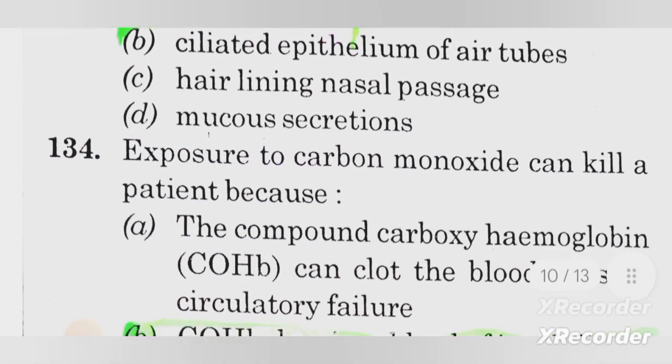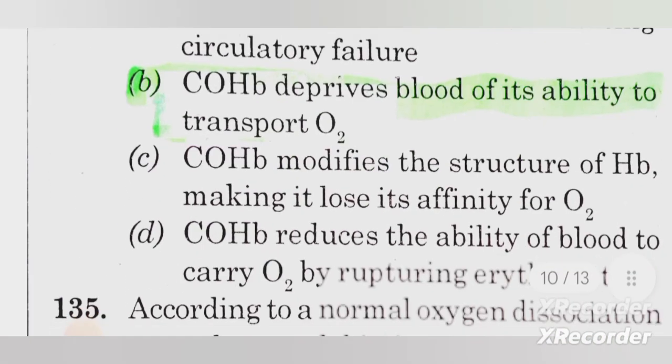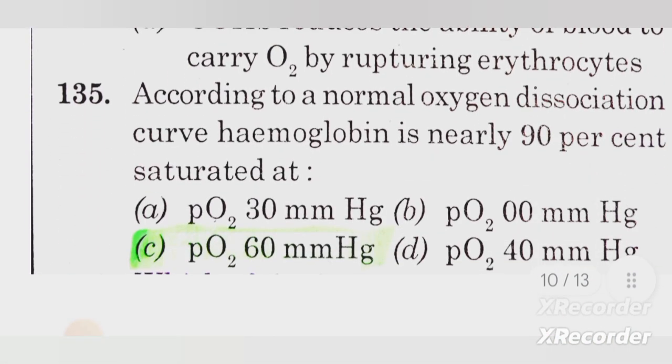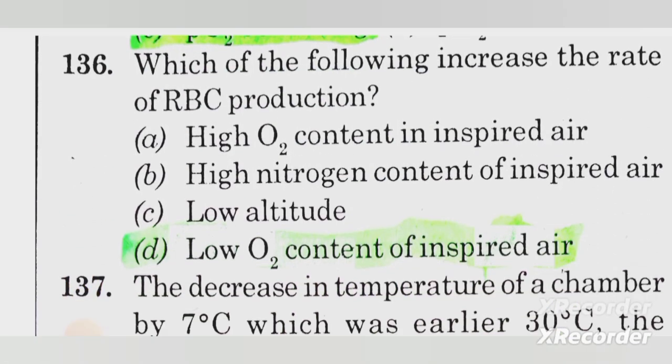Next, 134. Exposure to carbon monoxide can kill a patient because. Answer B. CO, HB deprives blood of its ability to transport O2. Next, 135. According to a normal oxygen dissociation curve, hemoglobin is nearly 90% saturated at. Answer C. PO2 60 mmHg. Next, 136. Which of the following increases the rate of RBC production? Answer D. Low O2 content of inspired air.